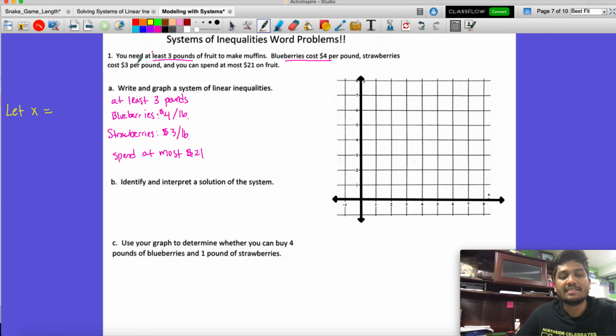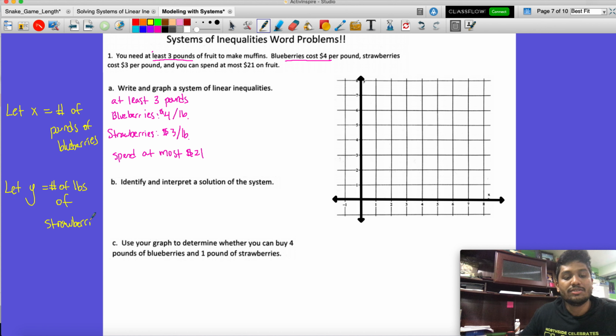All right, and it says that we need at least 3 pounds of fruit. So if you need 3 pounds of fruit to go make a muffin, that means that you have to physically go in the supermarket and buy blueberries. And blueberries come in pounds, and there's little tiny containers, and they cost $4 per pound. So we need, this is the number of pounds. Okay, the number of pounds of blueberries. And then similarly, let y equal the number of pounds, LBS means pounds, of strawberries.